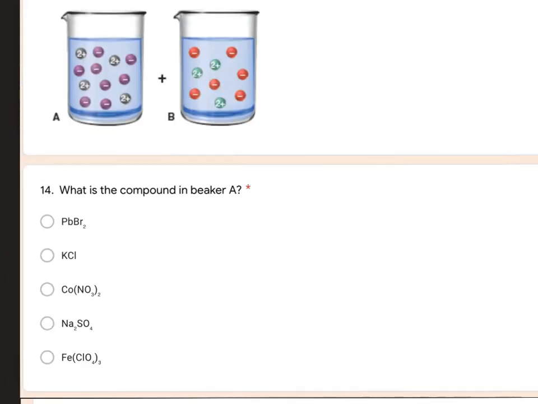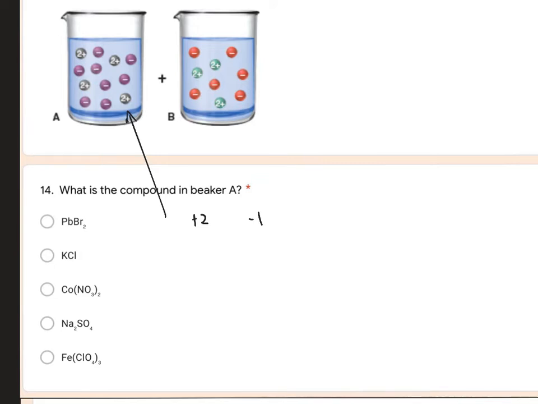Okay, so question 14 deals with the image above. It says, which compound is in beaker A? So in order to figure this out, we need to look at what ions there are in beaker A. We have +2 charged ions and -1 charged ions. And so what we need to figure out then is what could be the possible compound here in beaker A.